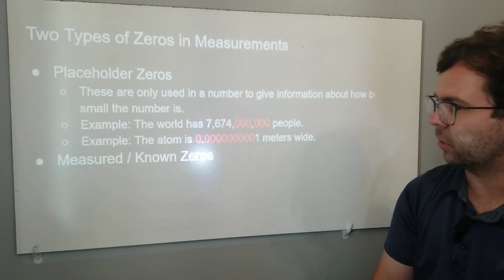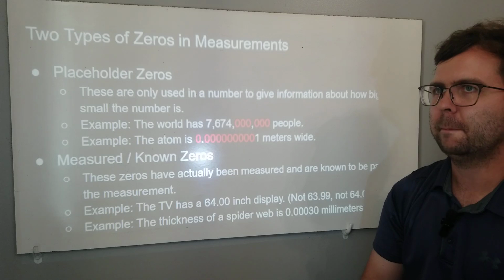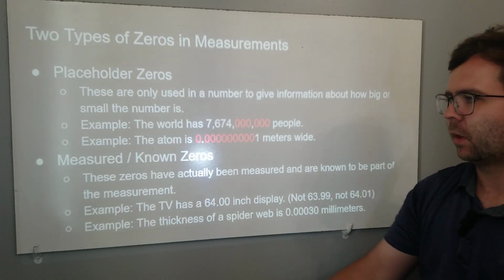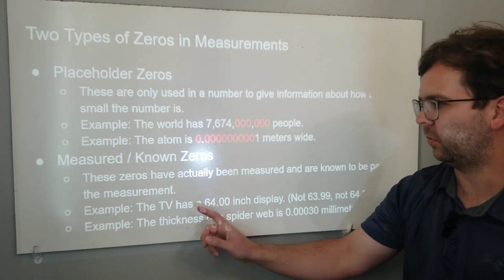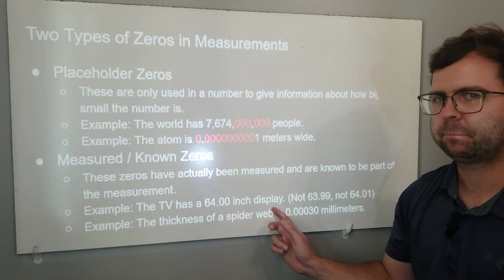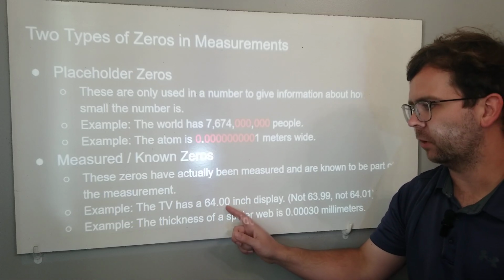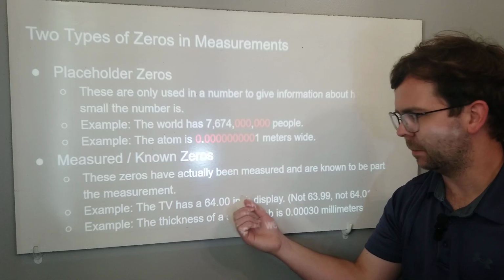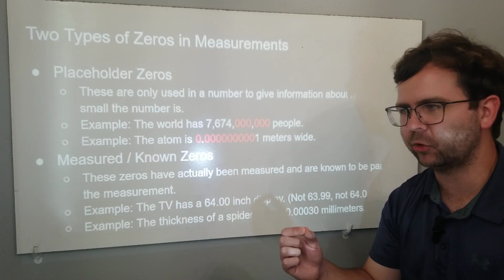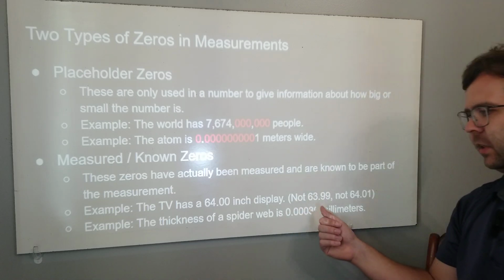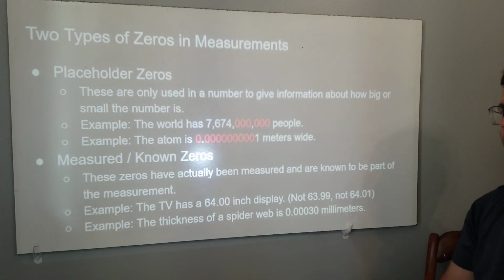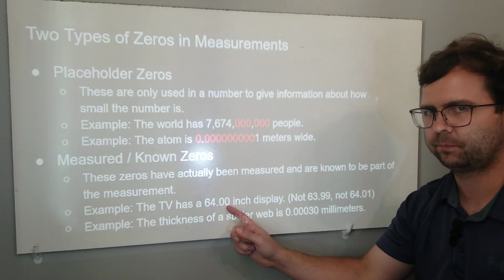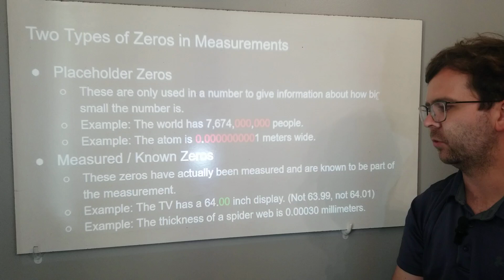On the other hand, what are measured known zeros? These are the ones that we actually measured when we made whatever measurement we're doing. They're known to be part of the measurement. An example could be a TV that you buy. It has a 64.00 inch display. These zeros here, even though they're coming at the end of the number, they're significant. We know them to be part of the measurement. We're saying that the TV is not 63.99 inches, it's not 64.01 inches. We're saying it's exactly 64.00 inches. So we would count these zeros as significant.